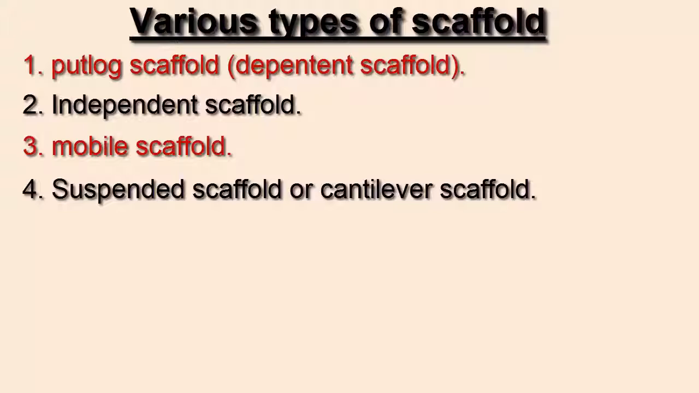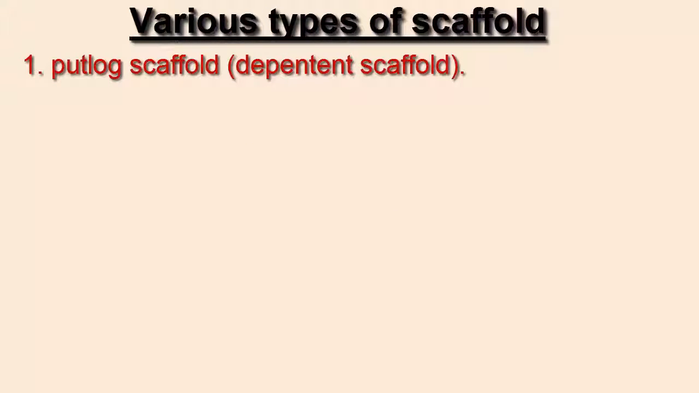In trying to describe the various types, it is better that we go to the site to see it practically, because when we describe scaffolding here without seeing the practical description of the scaffold, we may not be able to get exactly what it means. We shall now go to the site to see a practical demonstration of the various types of scaffold. One, we are going to see the scaffold called the put-log or dependent scaffold.